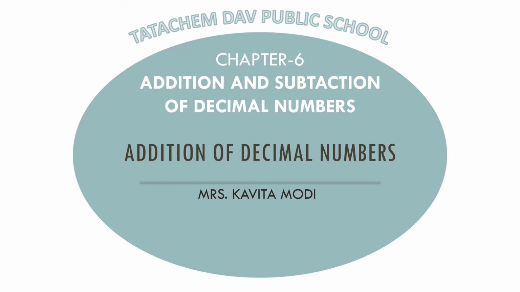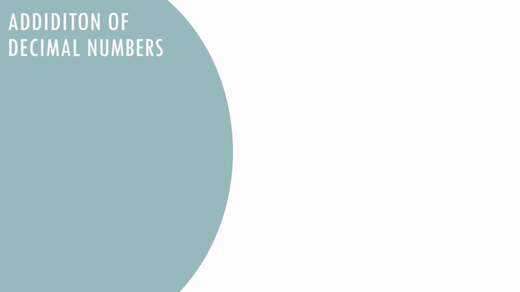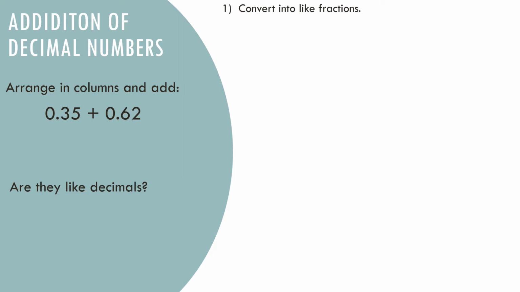In this chapter, our topic is addition of decimal numbers. Let us start with addition of decimal numbers. We can add decimal numbers in the same way as we add whole numbers. If you know the basic addition facts, you can add decimal numbers easily. Let us add 0.35 and 0.62. Are they like decimals? Yes, so add them.